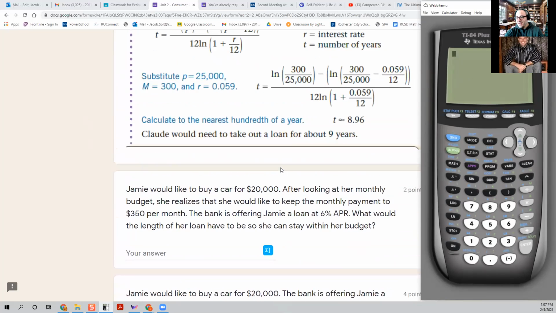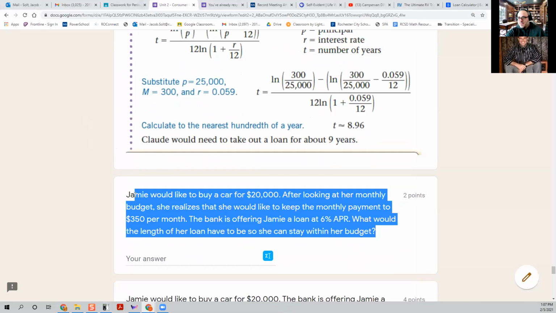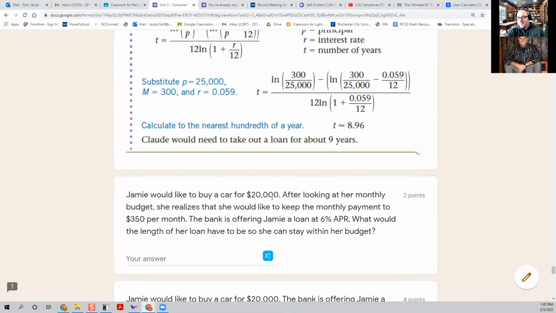All right, let me show it to you again with Jamie here. So here's Jamie. Jamie would like to buy a car for $20,000. After looking at her monthly budget, she realized that she would like to keep the monthly payment to $350 a month.